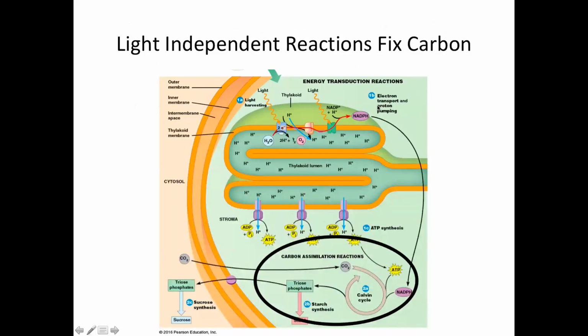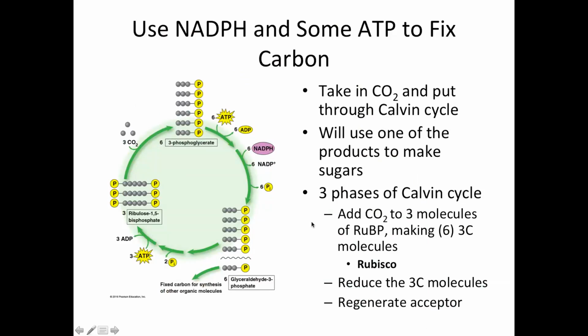Now, once the plant cell has used light to make energy, the cell can then use that energy to fix carbon dioxide and eventually make both starch and sucrose, our sugars. This light-independent process is called the Calvin cycle. And again, one of the products of the Calvin cycle will leave the cycle and form the backbone for sugars for the plant. The Calvin cycle also has three phases.